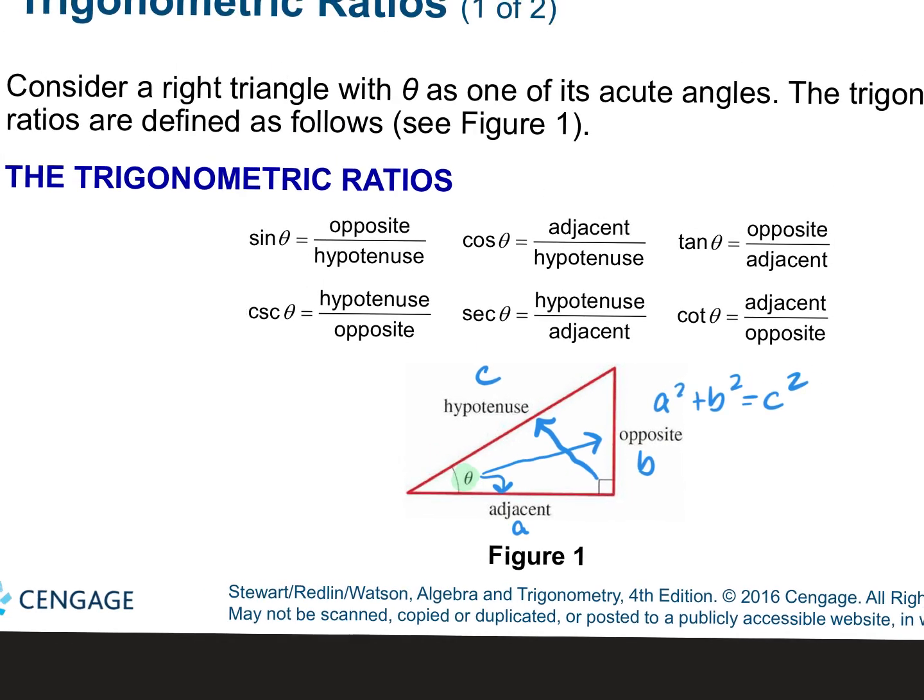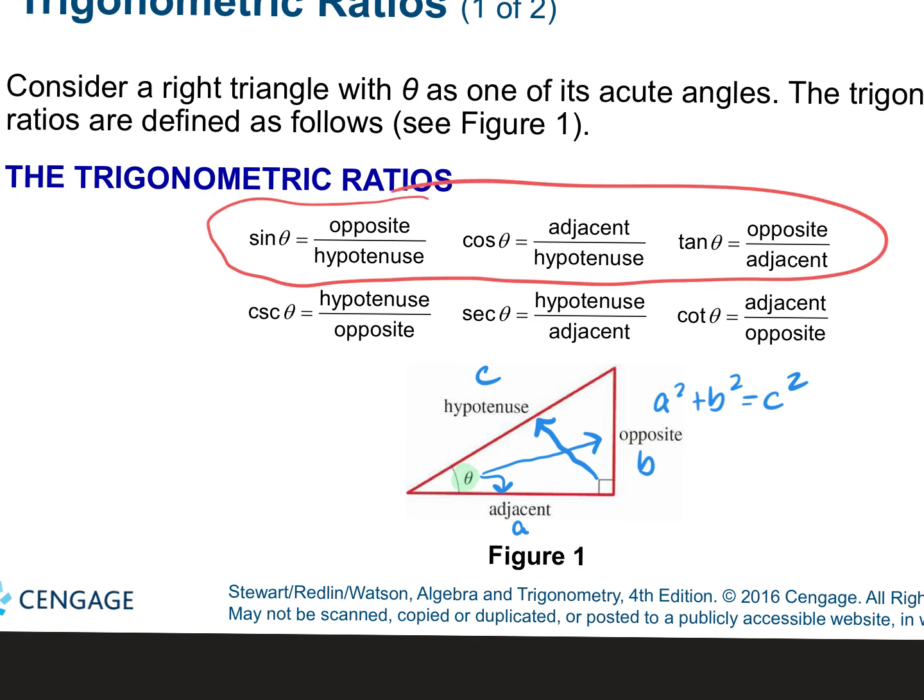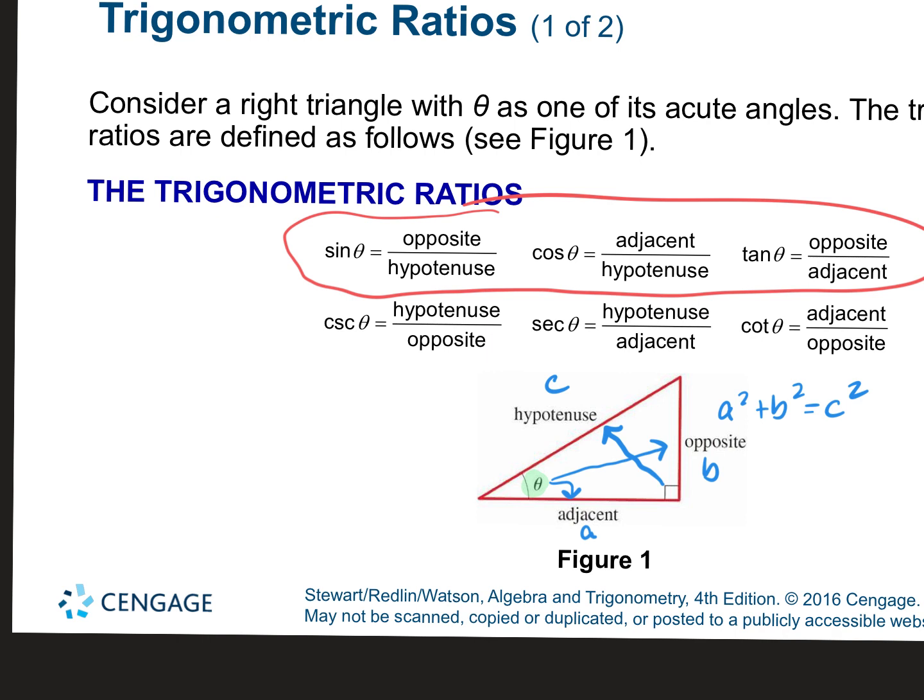Now, you are familiar with these top three ratios: sine, cosine, and tangent. SOHCAHTOA. You have all heard that before. That's your mnemonic device to remember sine, cosine, and tangent. Sine is opposite over hypotenuse, cosine is adjacent over hypotenuse, and tangent is opposite over adjacent.